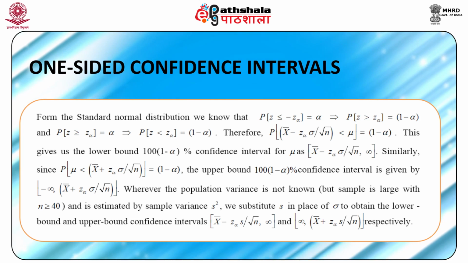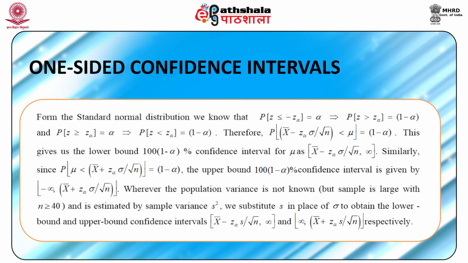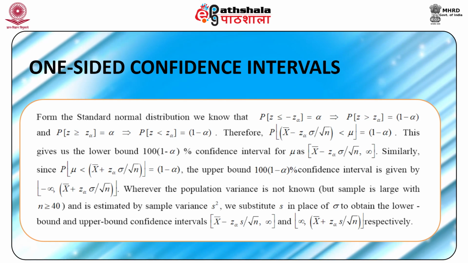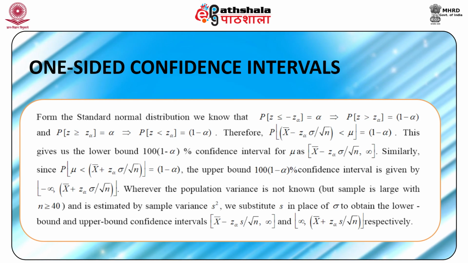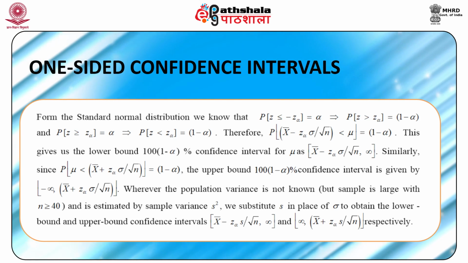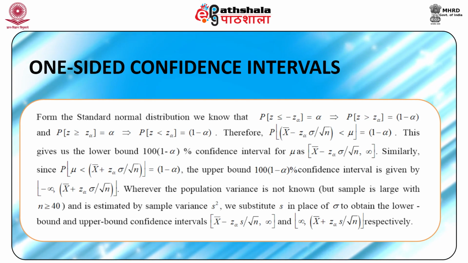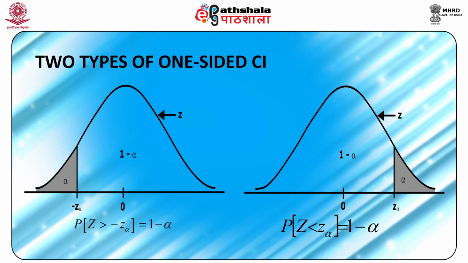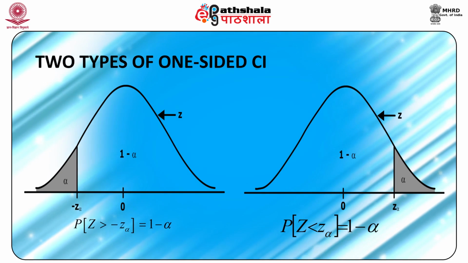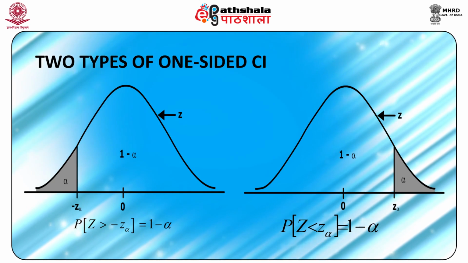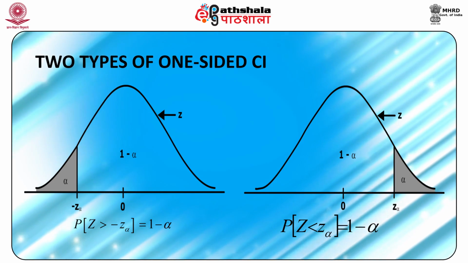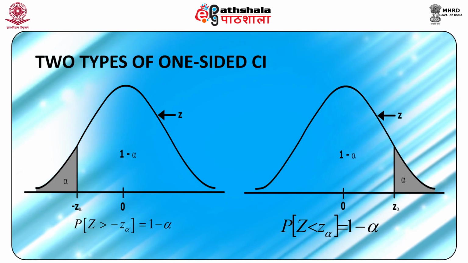So wherever the population variance is not known but the sample is large, with n greater than or equal to 40, and is estimated by the sample variance S square, we substitute S in place of sigma to obtain the lower bound and upper bound confidence intervals, and we can replace sigma by S in both the upper limits and the lower limits respectively. The two types of one-sided confidence intervals are illustrated in our figure 6, where we have figure 6a for the lower bound and figure 6b for the upper bound and upper tail respectively.